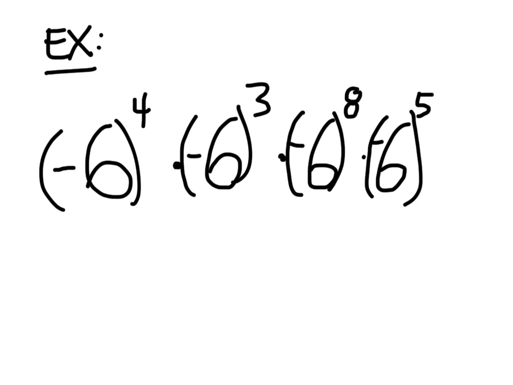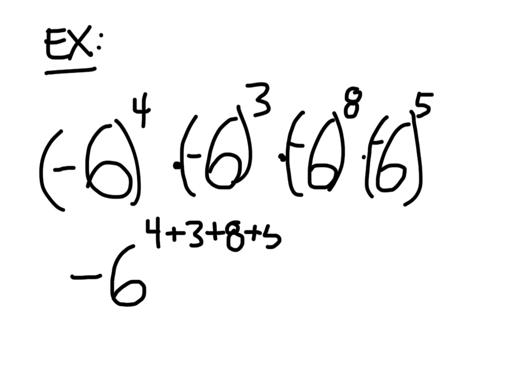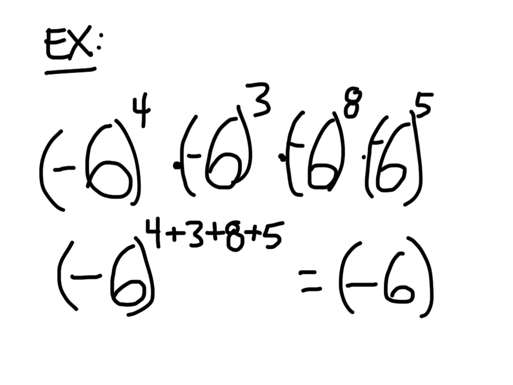So, alright, this one will work the same way. So what's our base value? -6. And what are we going to do with these exponents? Add them up. So we got 4 plus 3 plus 8 plus 5? 20. Is it 20? Yes. Oh, I should put this in parentheses. So it's -6 to the power of 20.